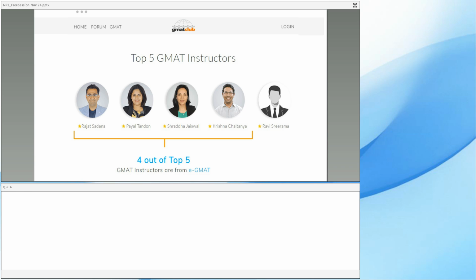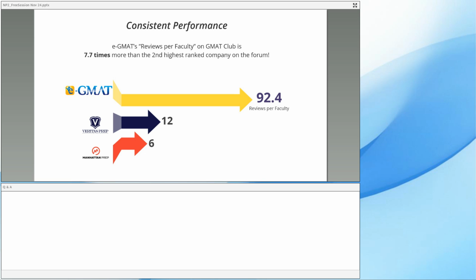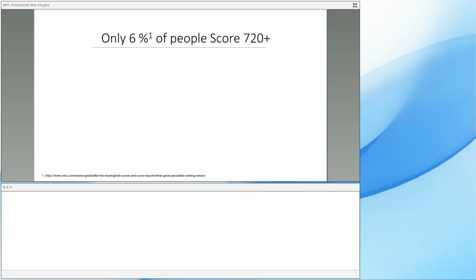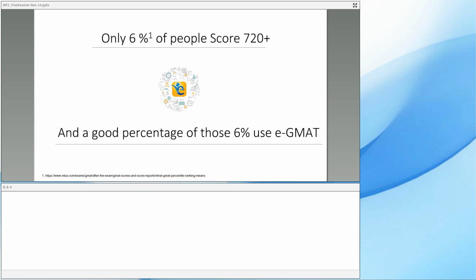In fact, if you look at the tag e-GMAT on GMAT Club and e-GMAT Quant Expert, you're going to find two experts who are probably the most followed experts on the forum. Also, these experts have more reviews per faculty than experts from any other prep company do. So while only 6% of the people score 720 or higher, a good chunk of that 6% work with us.